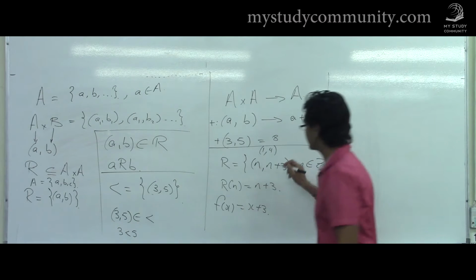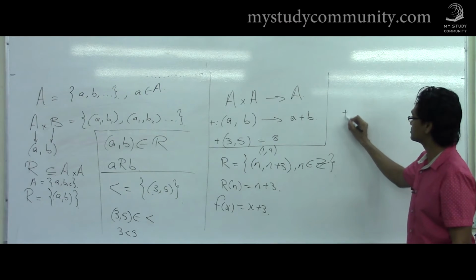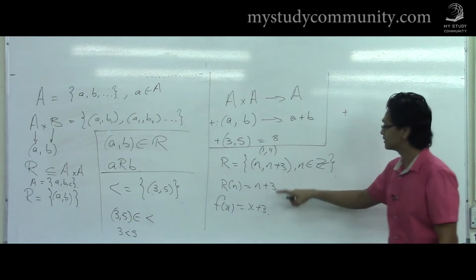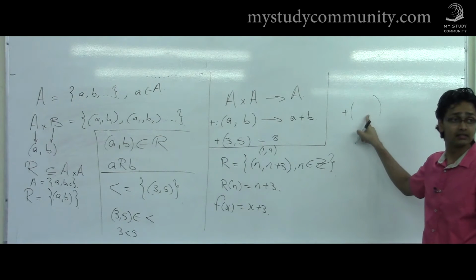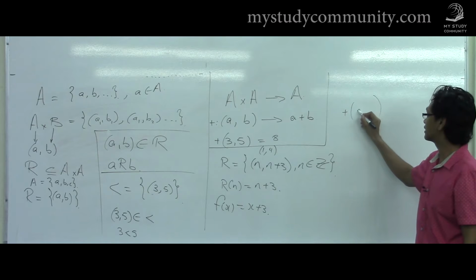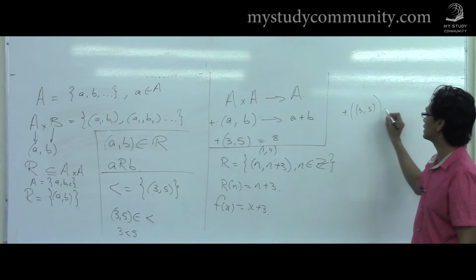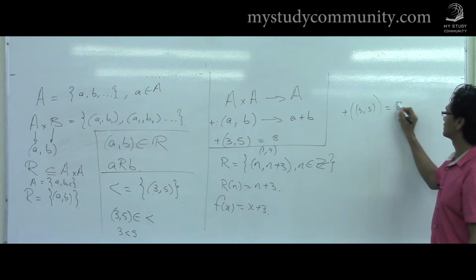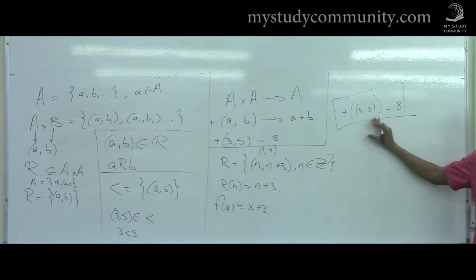So just as I had f, my operation is plus, and I have my brackets here, and my element is really an ordered pair. I won't use A and B, I'll just use 3 and 5, and this is the ordered pair, and this would give me 8. Everybody's okay? But we don't write it like this.